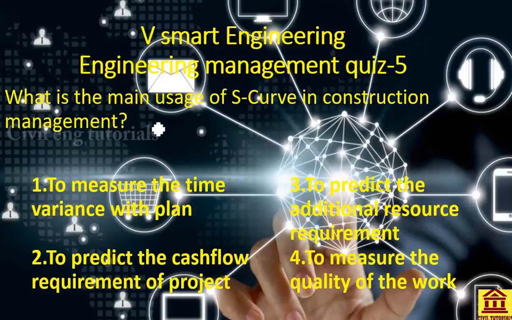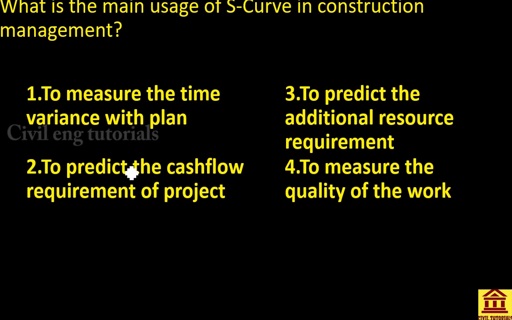Fifth problem. What is the main usage of S-curve in construction management? So let's go for our problem. To define the S-curve concept, the S-curve is mainly used in cash flow analysis. It can be used by both the contractor side or the consultant side. The S-curve is a graphical representation of how the project budget will be spent if work is carried out exactly as estimated and scheduled.